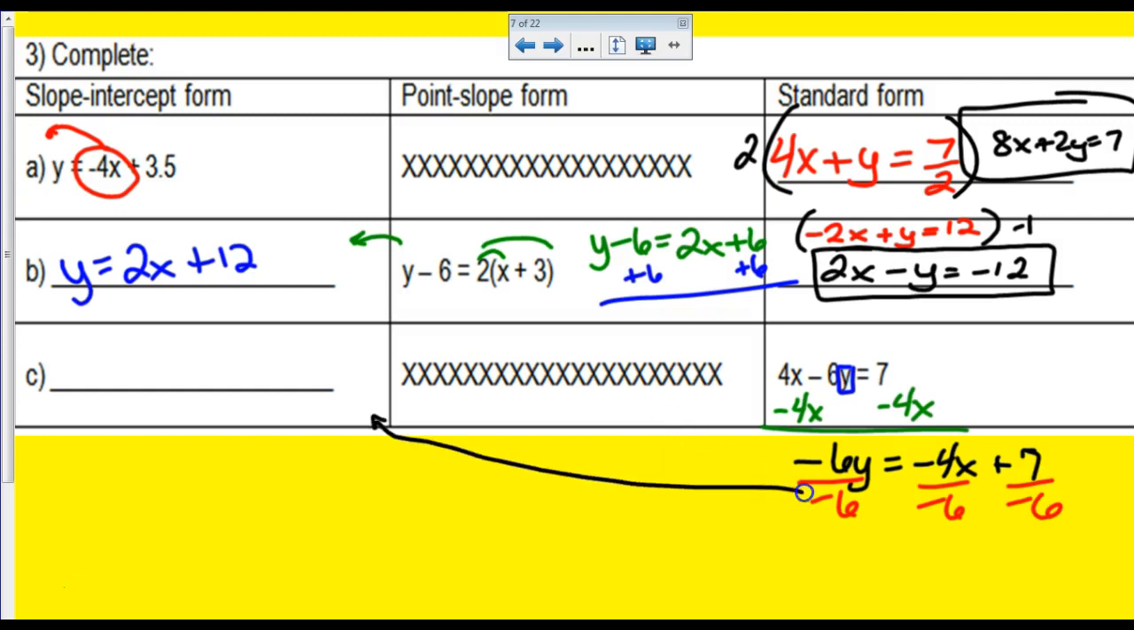So coming back here to write my answer in slope-intercept form, y equals -4 over -6 is a positive 2/3 when you reduce x. And then -7/6 would be a -7/6. Decimals would not be acceptable there because you'd be truncating and rounding, which is not exact. So make sure they're looking good.